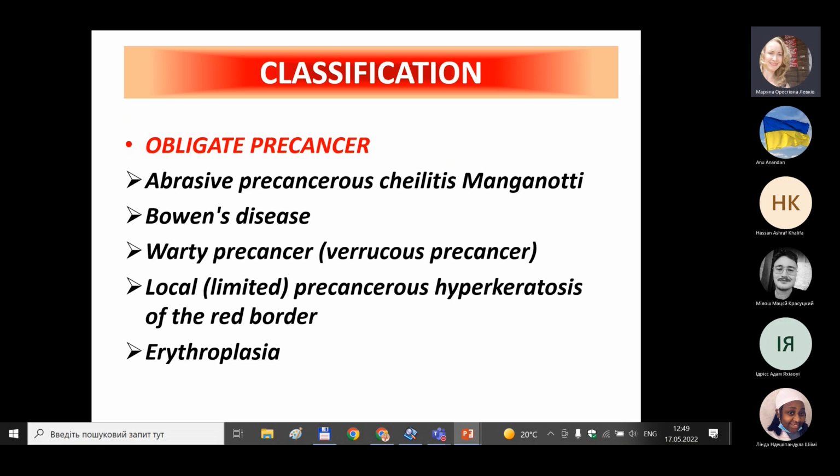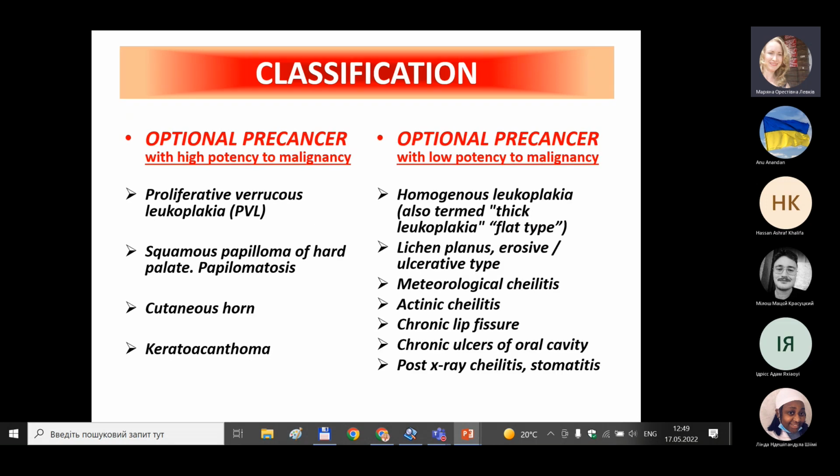Classification. Obligate precancers can be abrasive precancerous cheilitis of Manganotti, Bowen's disease, warty precancer or verrucous precancer, local precancerous hyperkeratosis of the red border, erythroplasia. Optional precancers are divided into those with high potency to malignancy and those with low potency to malignancy.